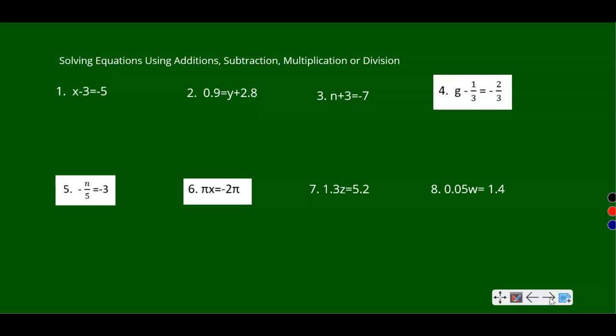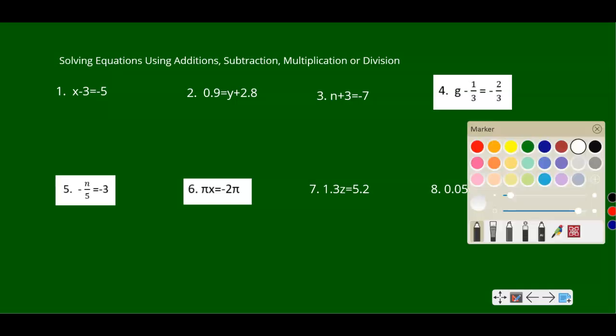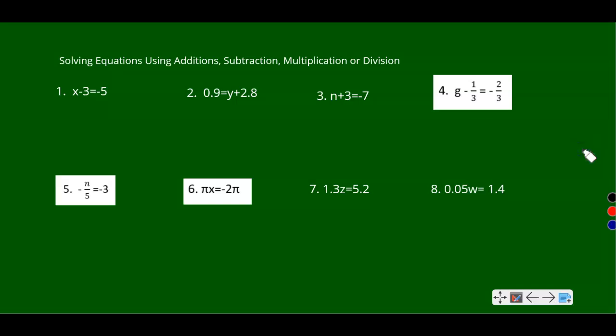All right, so it says solve equations using addition, subtraction, multiplication, and division. All right, so number 1 says x minus 3 equals negative 5. So let's add 3 to both sides. Negative 5 plus 3 is negative 2.